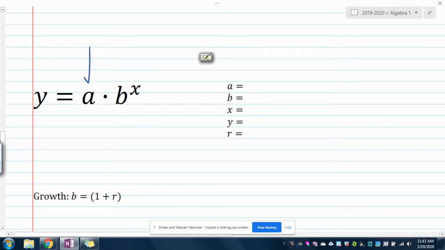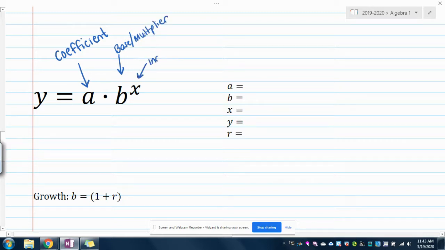So we spoke about it in the last video where a is your coefficient, right? We labeled it your coefficient, but right here, that coefficient is going to stand for something when we are doing word problems. So just bear with me. B is your base or your multiplier. X is your independent variable. And y is your dependent variable. Okay.